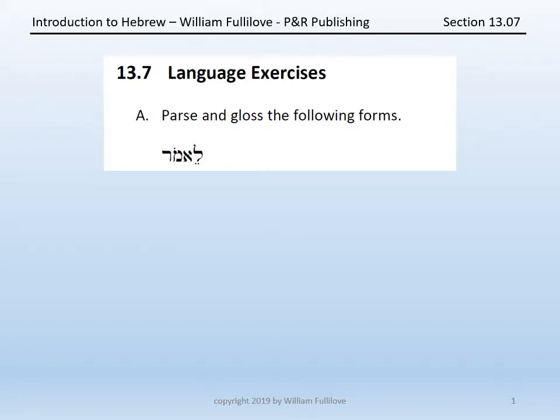Now we turn to section 7, the language exercises, and then section 8, the exegetical exercises for chapter 13. As is the typical pattern, section A gives you a chance to practice your parsing. For instance, the first form is lay-mor. How would I parse this form?